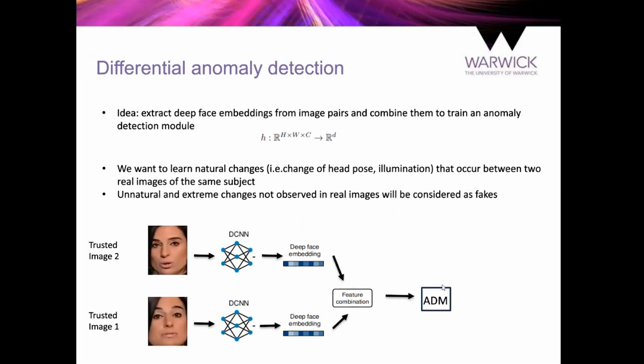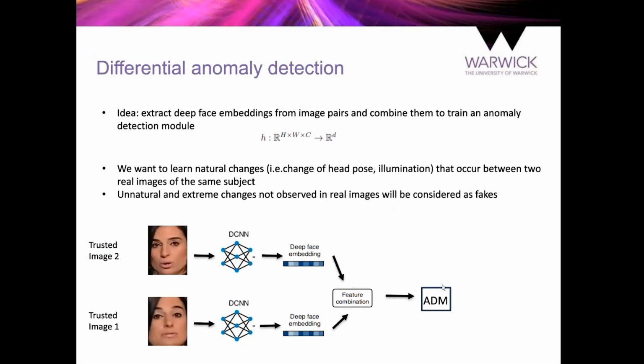So specifically, our method is based on what we call differential anomaly detection. The idea is to extract deep face embeddings from image pairs of the same person and combine them to train an anomaly detection module. What that means is that, given an input image, we map it using a deep learning model to a feature vector, a d-dimensional vector, and that's going to be our deep face embedding. The reason why we want to extract that from image pairs of the same person is that we want to learn natural changes that occur between real images of the same subject. That could be a change of head pose, or a change of illumination in that natural image. Whereas unnatural and extreme changes that are not observed in real images will be considered as fakes.